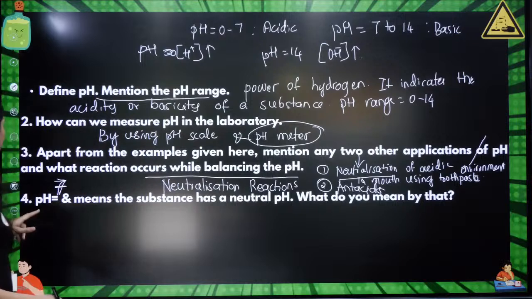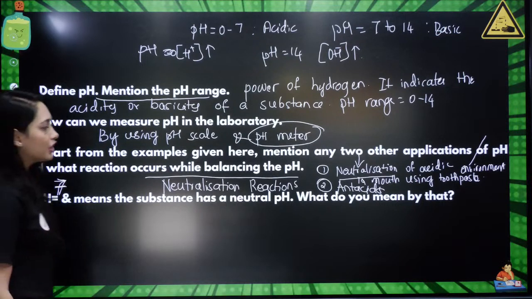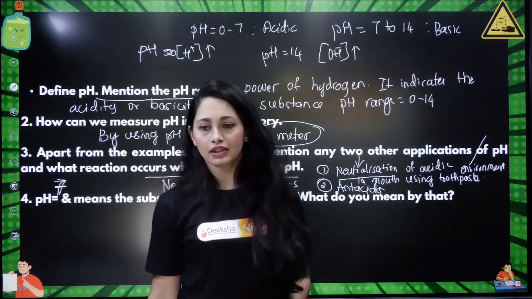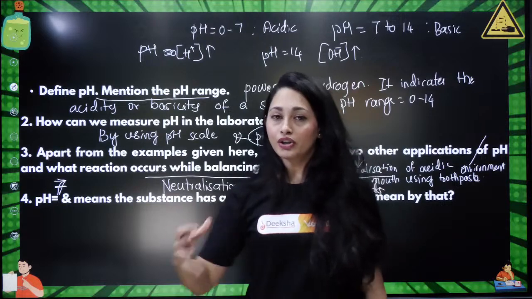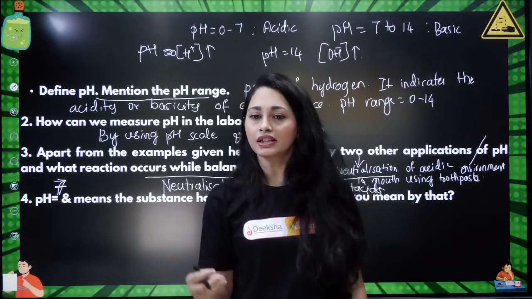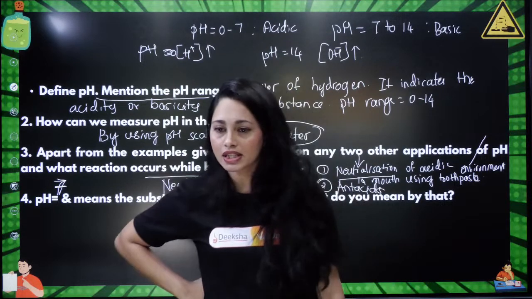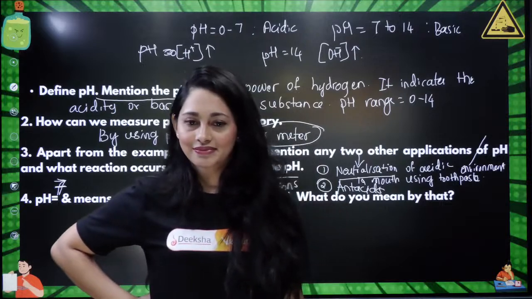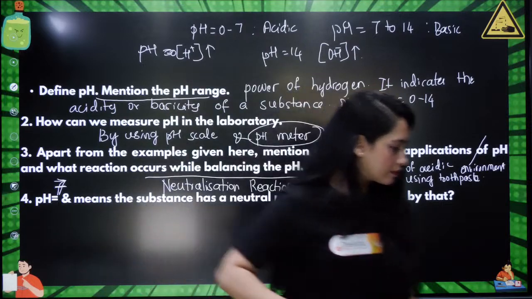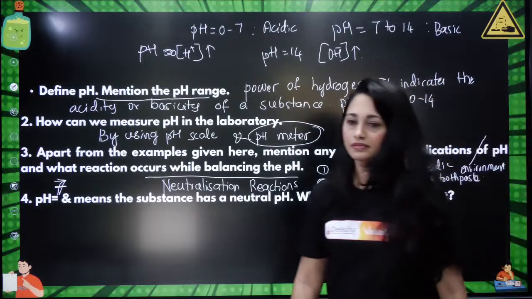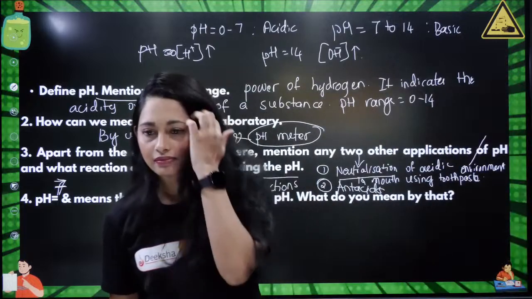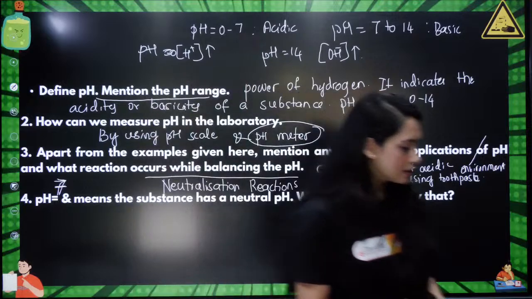Next question. pH equal to 7 means the substance has a neutral pH. What do you mean by that? If the pH is equal to 7, what can you say about the concentration of H plus and OH minus ions? Yes. Tell me the answer.